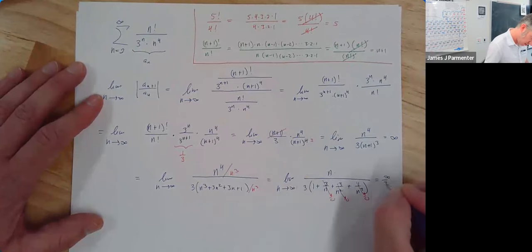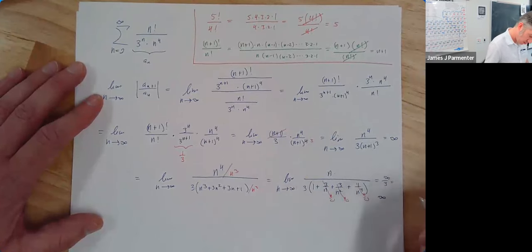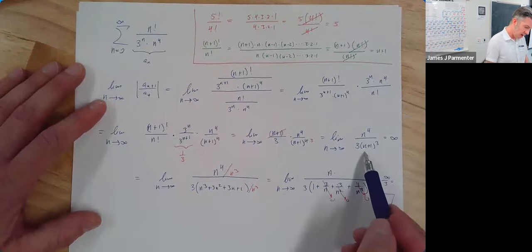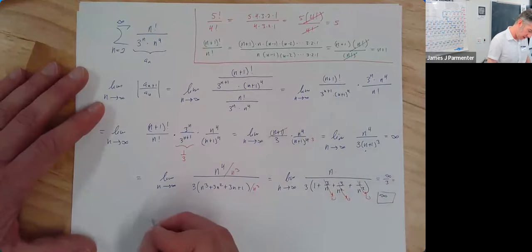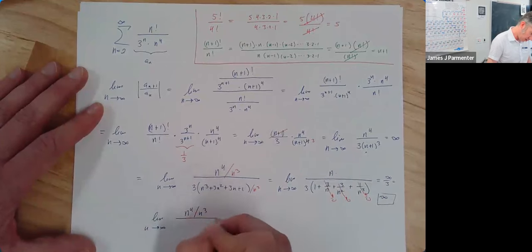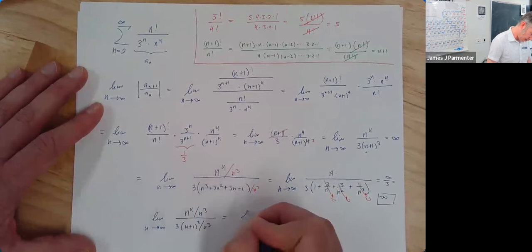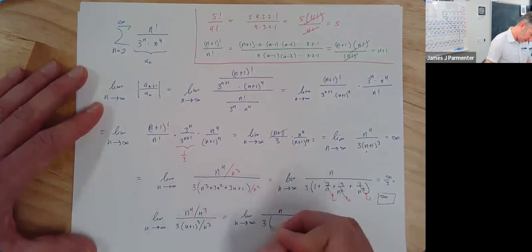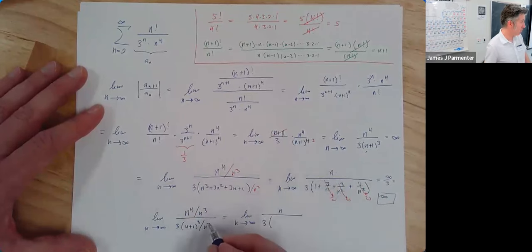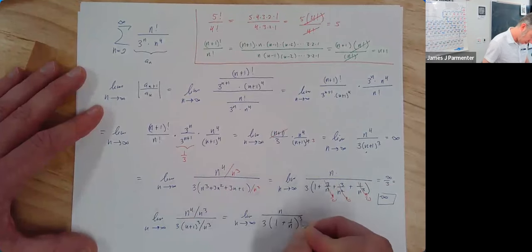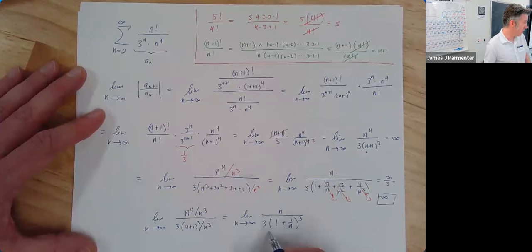Would we have been able to divide by n cubed and keep the n on top, like here? Yeah, you can do it that way. You could say the limit, n goes to infinity, of n to the fourth over n cubed, over 3 times (n plus 1) cubed divided by n cubed, and that ends up being the limit as n goes to infinity of n on top. 3 times (n plus 1) cubed over n cubed is 3 times (1 plus 1 over n) cubed. And yeah, this part still goes to 3 on the bottom.